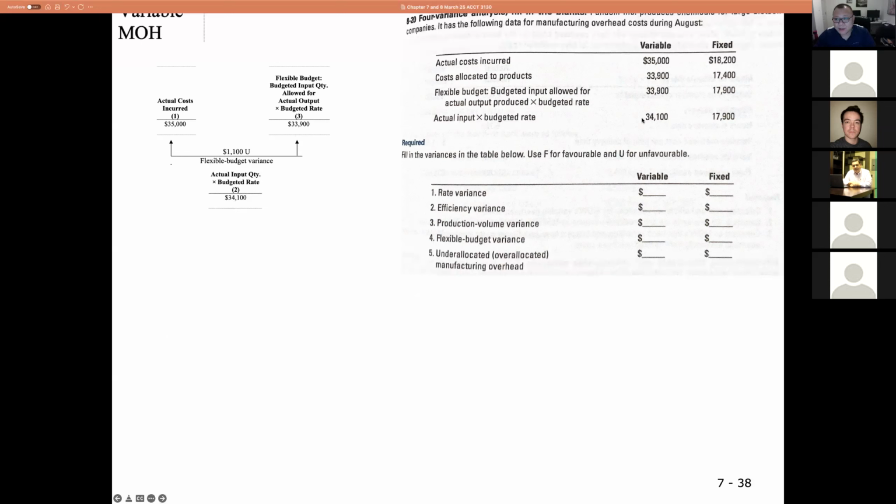So that's the 34,100. Now, if I take the difference between 1 and 2, what do I get? Spending variance. What about between 2 and 3? Efficiency variance. Very good. So you can see the spending variance or the rate variance is 900 unfavorable, cost more. And the efficiency variance is also unfavorable. This one is higher than the budget.